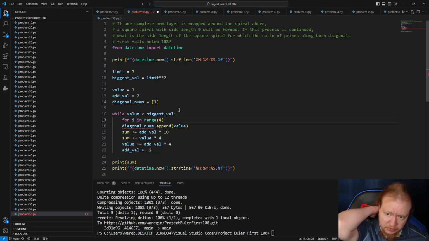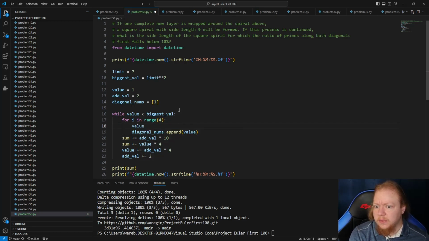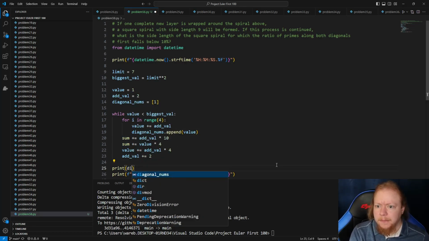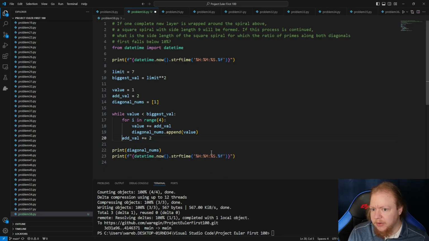This is just a simple do this 4 times. Value plus equals add val. So this will be 3. So it'll add, or this will add 2, so it'll be 3, and then 5, and then 7. And then after we do that 4 times, we want to add 2 to the add value.